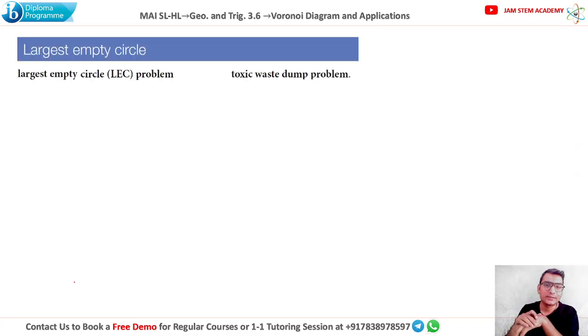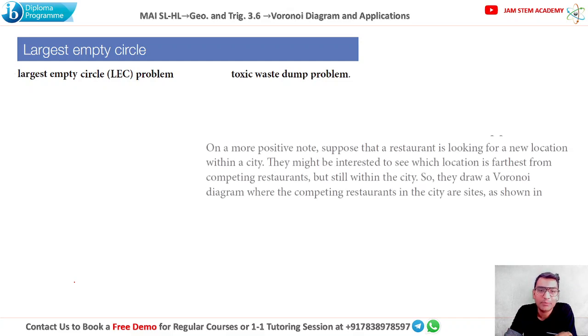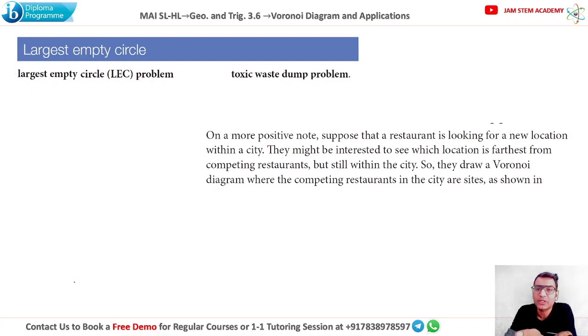Okay. Let's discuss the largest empty circle, which we also call the toxic waste dump problem. So what we are trying to do in these cases, for example, suppose that a restaurant is looking for a new location within a city. They might be interested to see which location is farthest from all the competing restaurants as well as in the city. So we can use the Voronoi diagram.